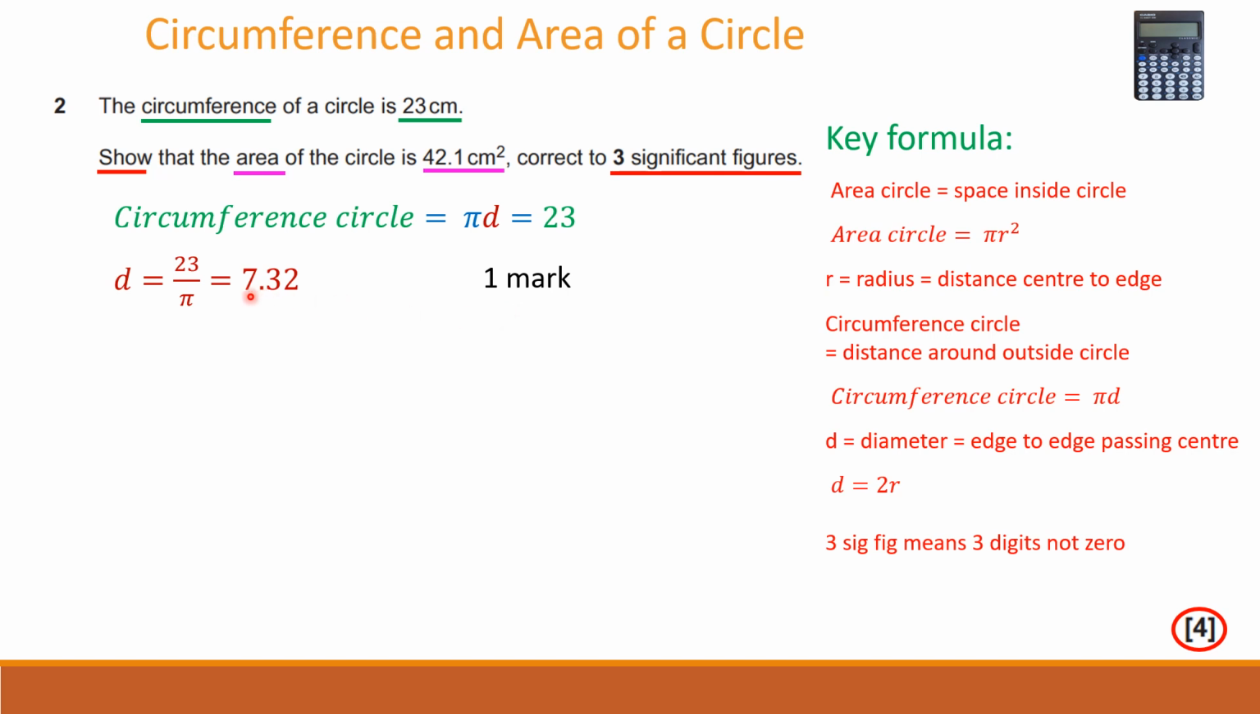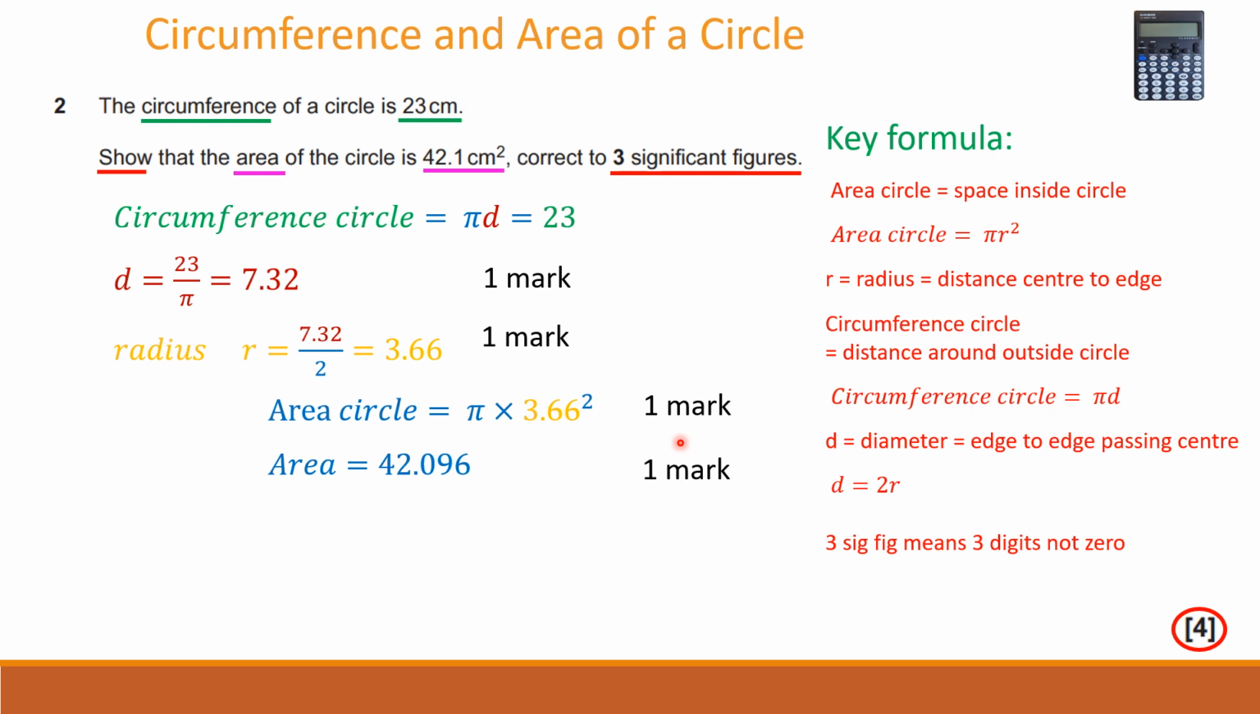Now, once we've got the diameter, we need to work out the radius. The radius is going to be half of my diameter, so I take my diameter, divide it by 2, and that will give me the radius for my second mark. Now we know the radius, we're going to put it into the formula for the area of a circle. So the area of the circle is pi times my radius, which is 3.66 squared. If you type that into the calculator, that will give me your third mark.